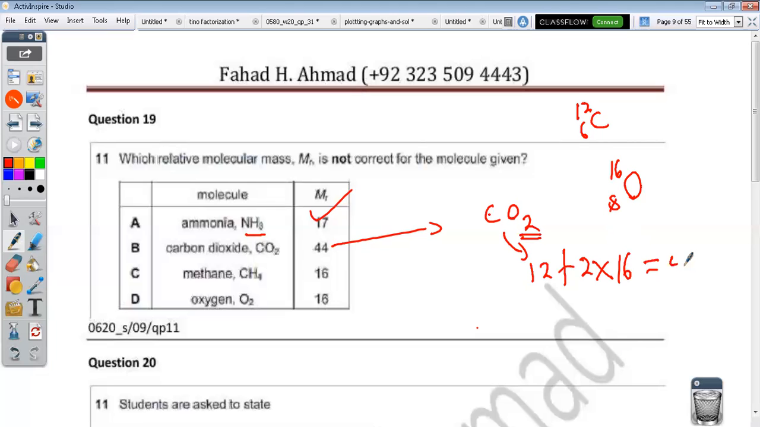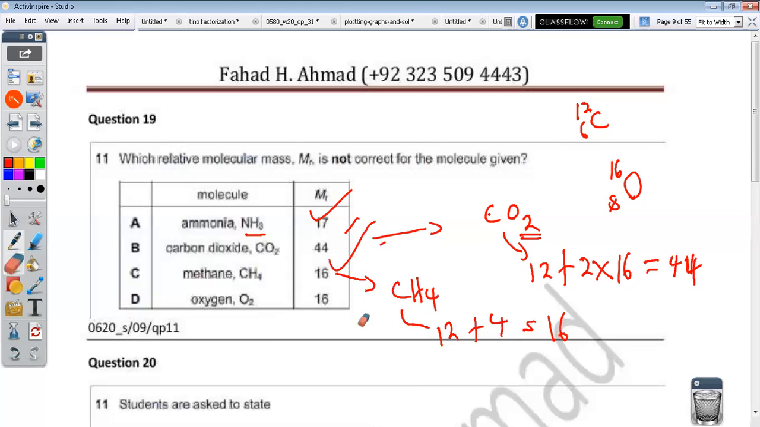Not difficult. This is the simplest thing for this topic, to find the MR. Sorry, 44 is correct here. The answer was also obvious anyway. Then we go to CH4. No need to go to the periodic table. You now know that carbon is 12. We have talked about it here. Plus hydrogen is always one. One times four, four. So what's the mass? 16.